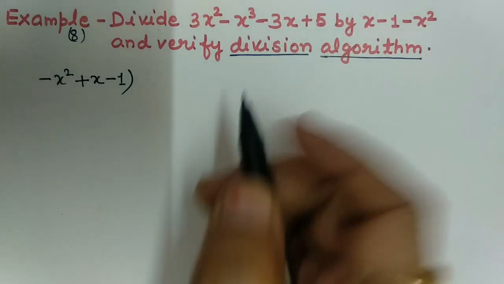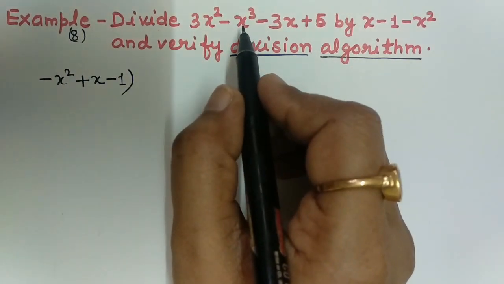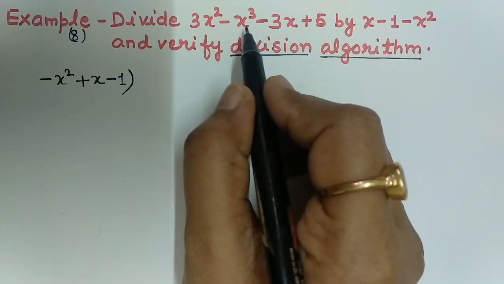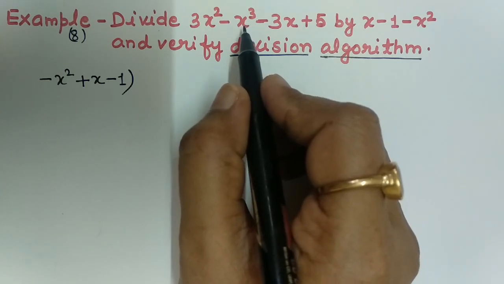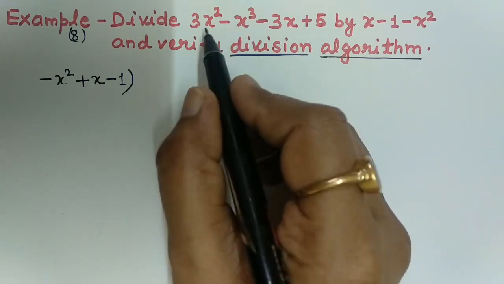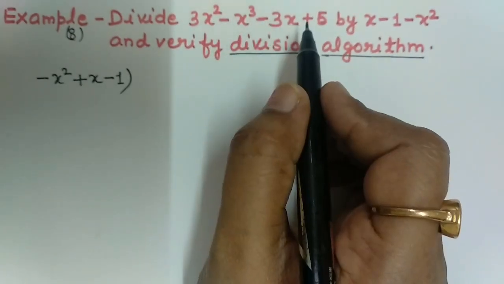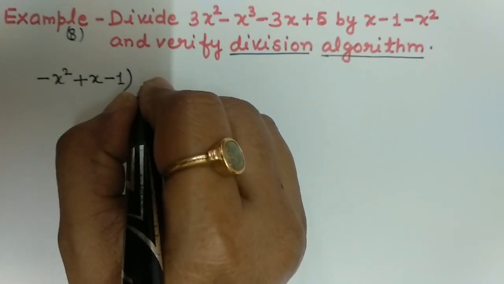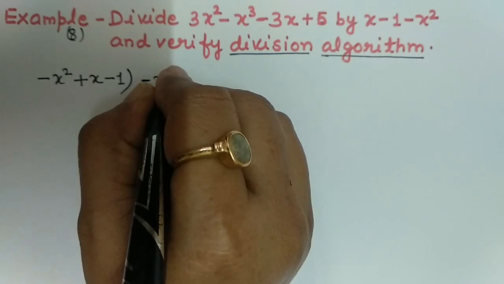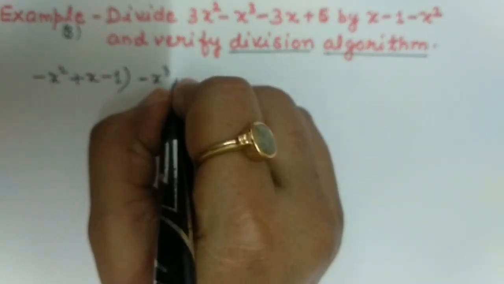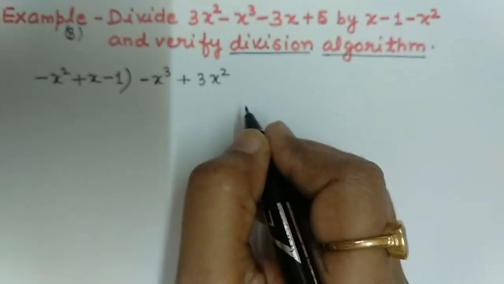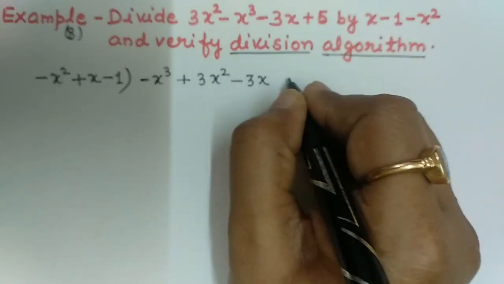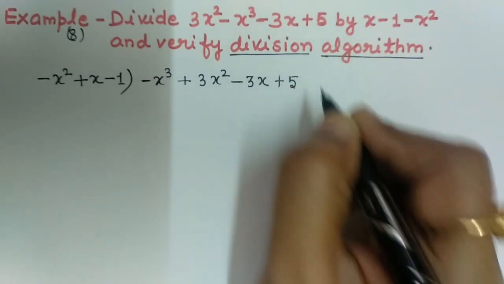Okay. So our dividend is also not in the standard form. So first of all, I will write this also in standard form. It means first I write the higher degree term, then the less higher, then less higher, and so on. So first I will write minus x cube, then I will write plus 3x square, then I will write minus 3x, then I will write plus 5.